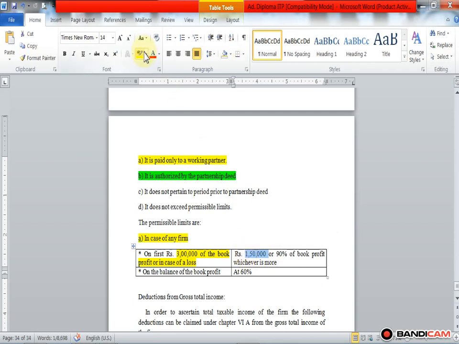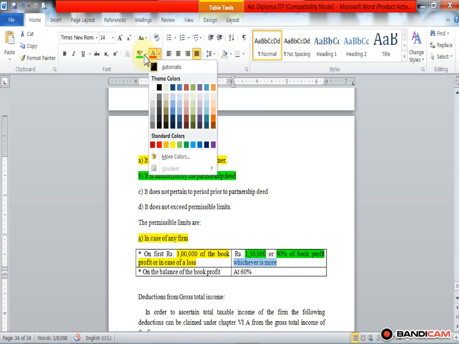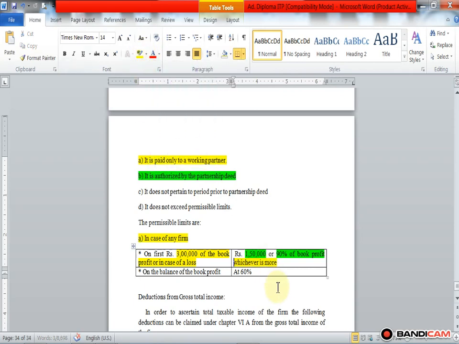Rupees 1,50,000 or 90% of book profit, whichever is more. So remember this, up to 3 lakh salary, the allowable deduction for the firm is rupees 1,50,000 or 90% of book profit, whichever is more. Okay, got it?